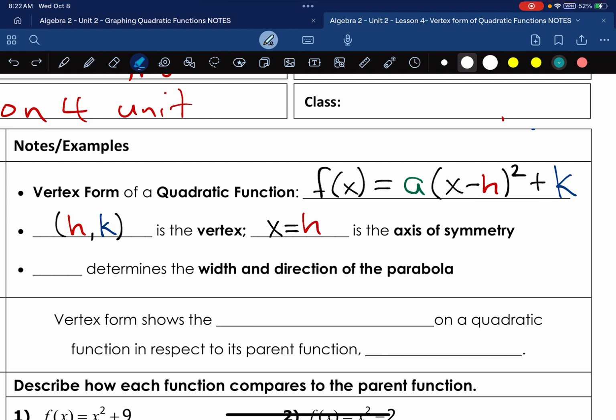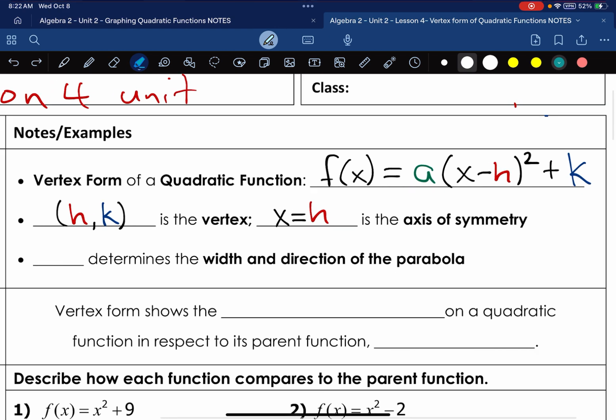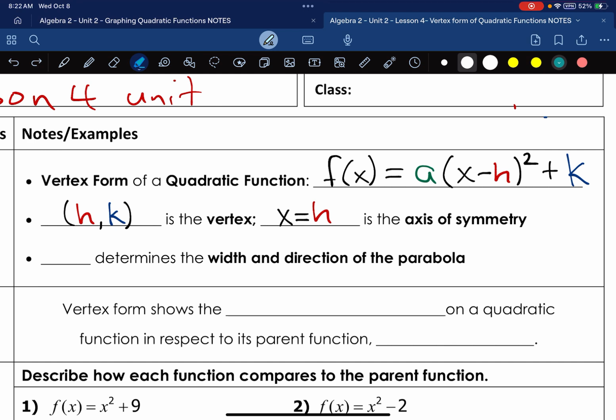Now, the reason why these are color-coded is because these letters have special meaning. When we have numbers in the place of h and k, the ordered pair h, k, that is the vertex. So when we're using vertex form, we can look at an equation and say, oh, I can see that the vertex is h, k. The next thing is x equals the value of h, and that is our axis of symmetry.